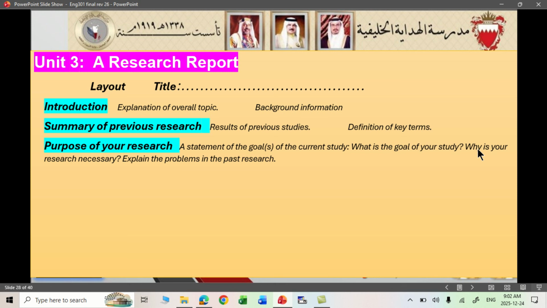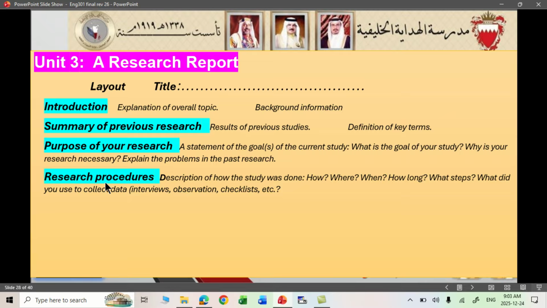What's the goal of your study? What is your research? Why is your research necessary? You need to explain the problem in the past research. Again, what was missing in the previous research that you need to fill in this one.